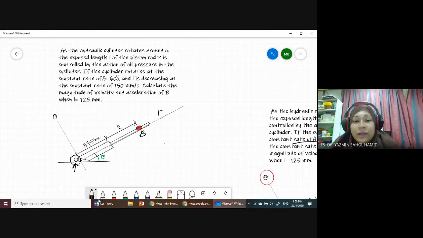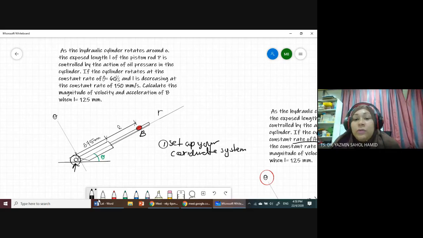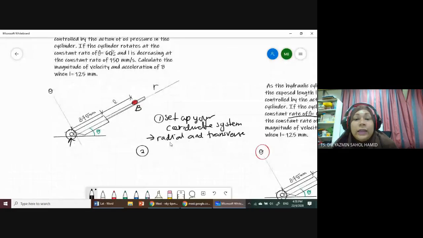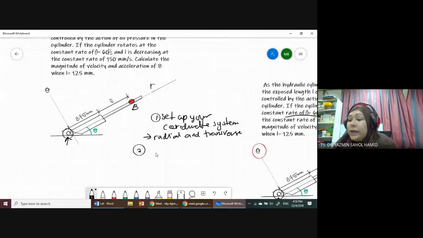Okay. First, you need to set up your coordinate system. So we have set up, we are going to use radial and transverse. Okay. Next, we need to put in the diagram our R and theta direction.